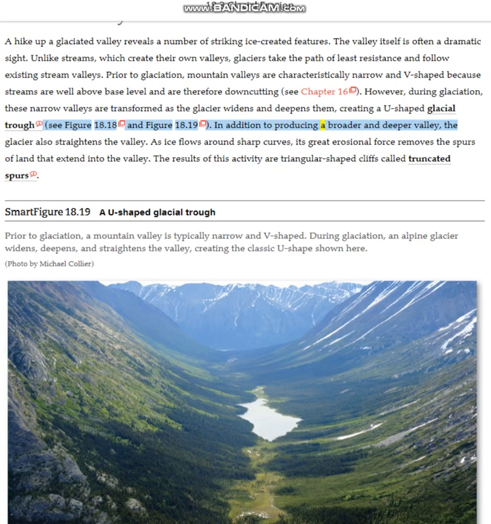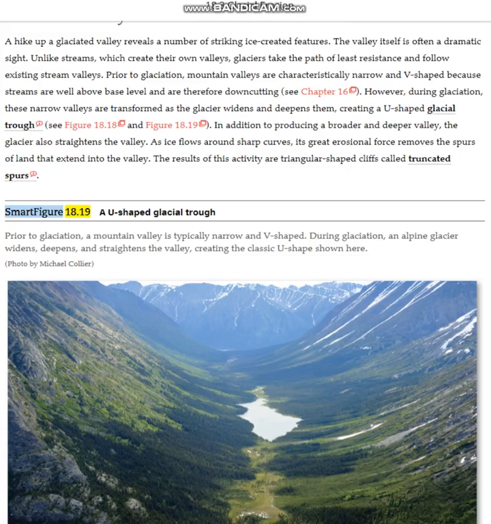In addition to producing a broader and deeper valley, the glacier also straightens the valley. As ice flows around sharp curves, its great erosional force removes the spurs of land that extend into the valley. The results of this activity are triangular-shaped cliffs called truncated spurs.